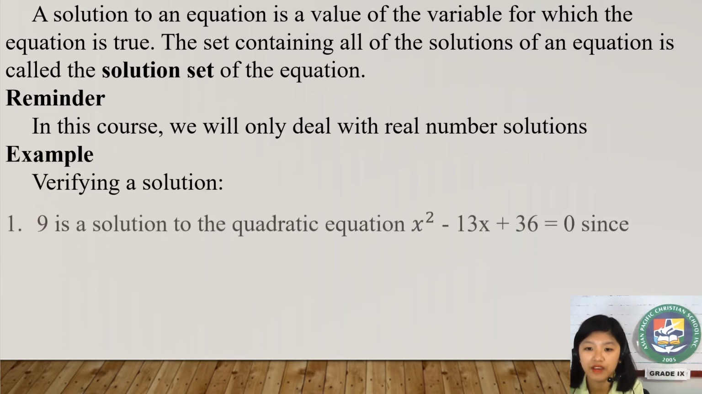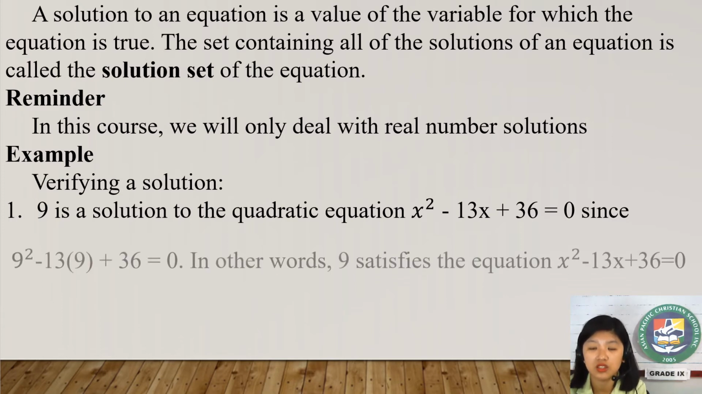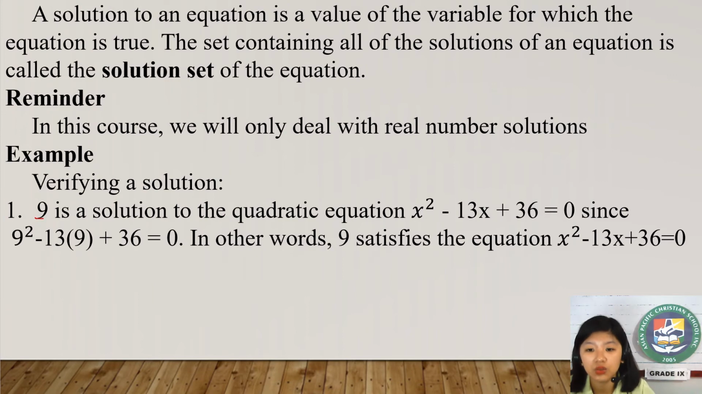So, example, we have to verify the solution. Kung yung 9 ba is a solution to the quadratic equation x squared minus 13x plus 36 equals 0. So, ang gagawin natin, kung ito yung solution niya, para ma-check natin na tama siya, lahat ng makikita nating x dito ay palitan lang natin ng 9. So, just substitute, then 9 squared na siya, then negative 13 times x siya, so yung x magiging 9 ulit, then copy plus 36 equals 0.